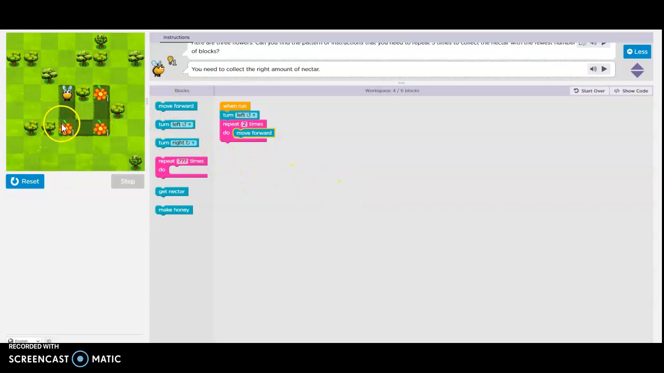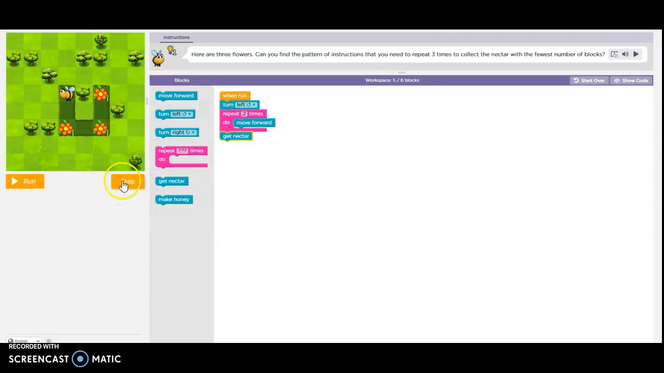And once we're here, we're not going to forget to get the nectar from the flower. So we just go to get nectar, and we can reset it and see if we're doing a good job, or if we have any mistakes or not.